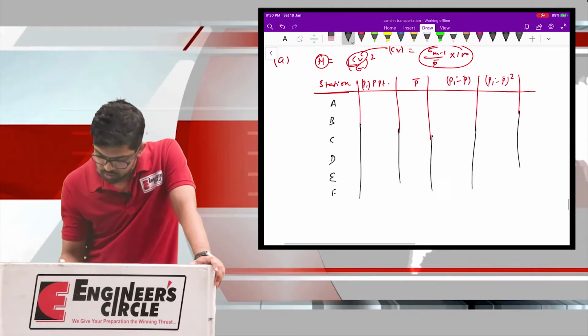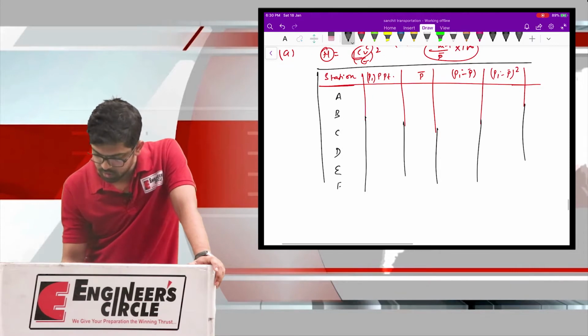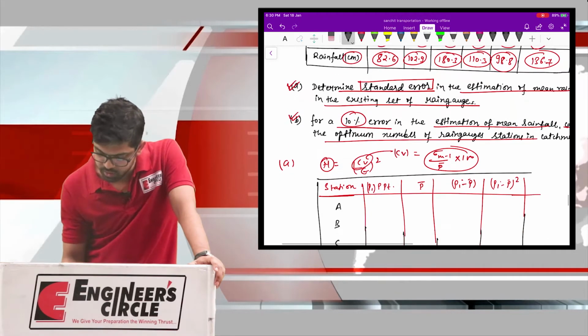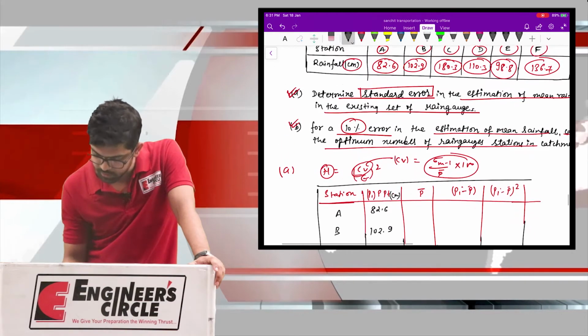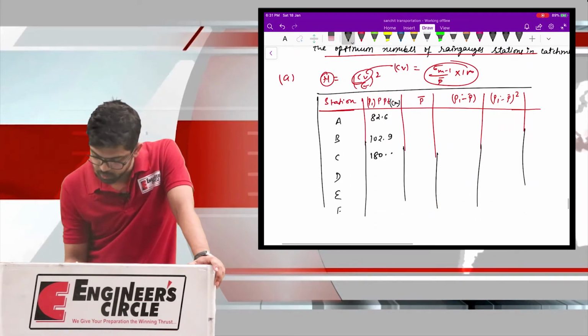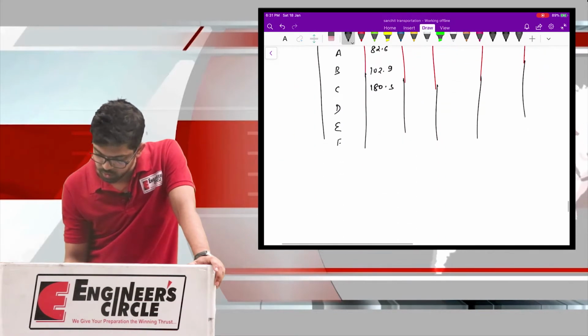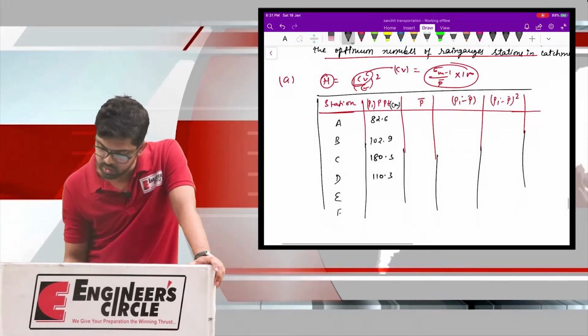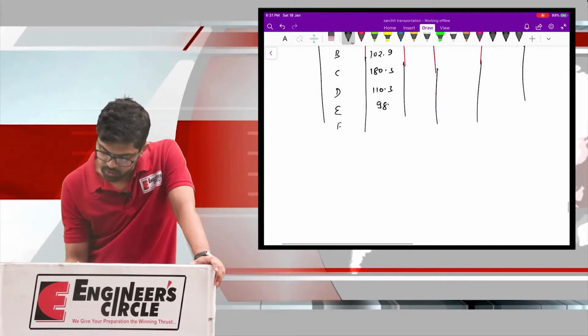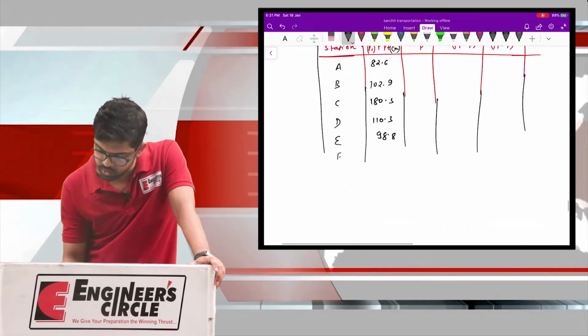For station A, the record is 82.6 centimeter. For station B, the precipitation is 102.9. For the third, it is 180.3. For the fourth, it is 110.3. For the fifth station, it is 98.8, and for the last, it is 136.7.